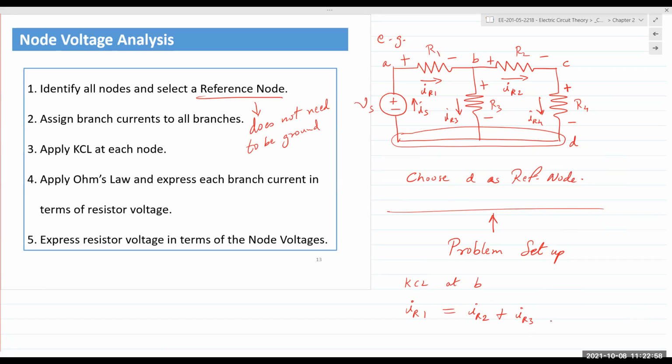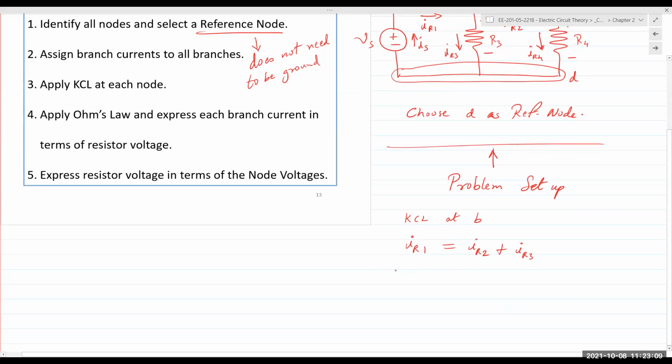Step number 4, I would apply Ohm's law and express each one of these currents in terms of the resistor voltages. So IR1 I can write is equal to VR1 over R1, IR2 is VR2 over R2, and IR3 is VR3 over R3, right? Step number 4, apply Ohm's law and express each current. I is V over R. So IR1 is VR1 over R1, IR2 is VR2 over R2, and IR3 is VR3 over R3.